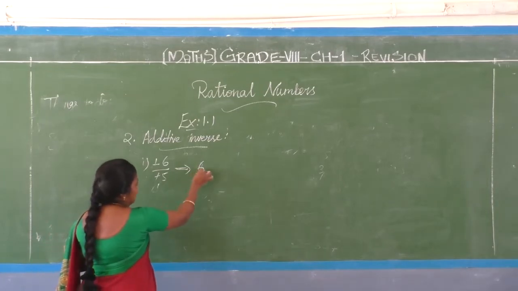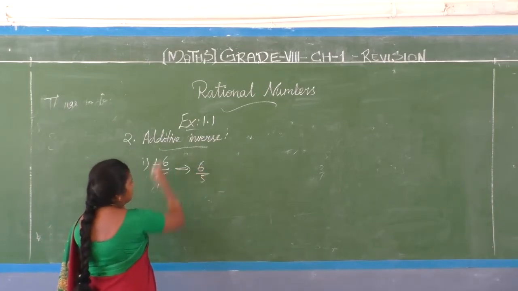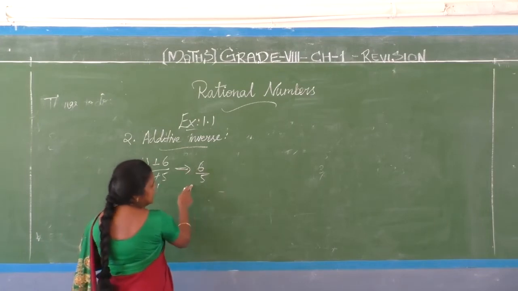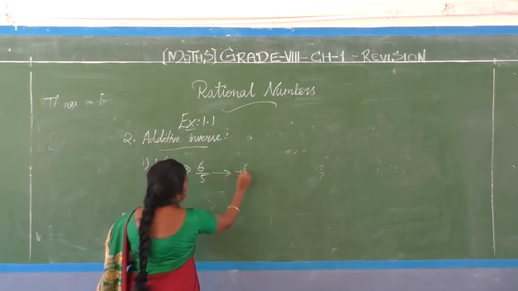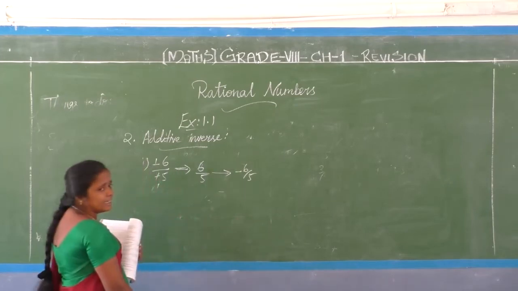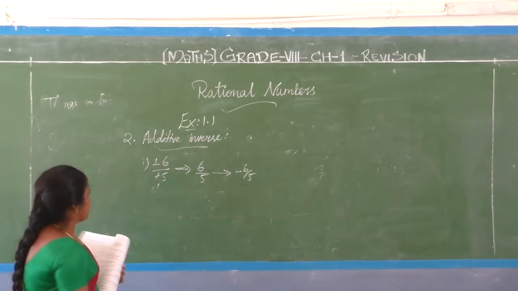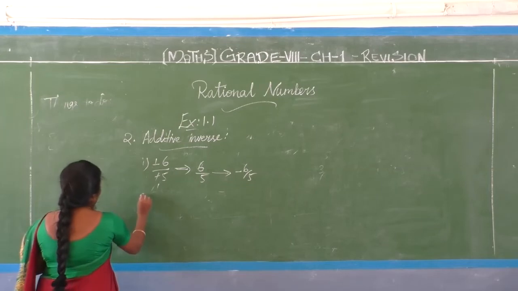Now for 6 by 5 we have to take the additive inverse. So plus 6 by 5, what is the additive inverse? Minus 6 by 5. Clear? Like this only we have to solve step by step. See one more question.